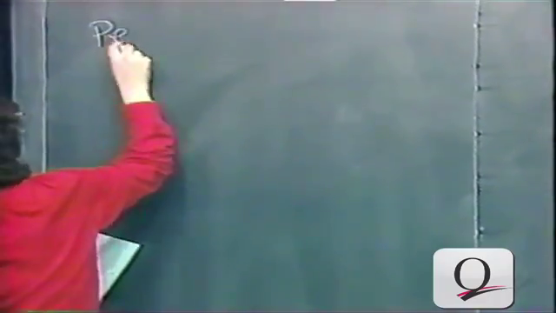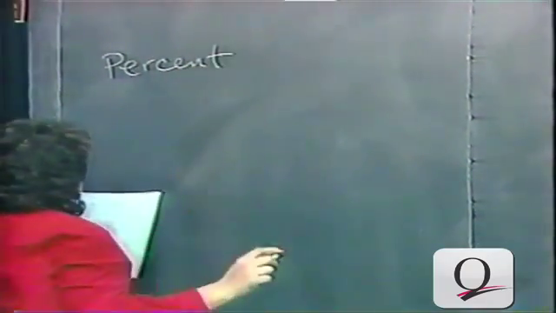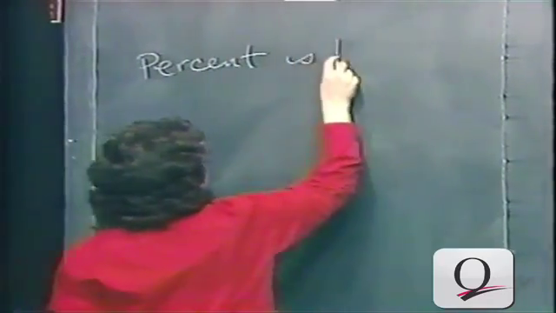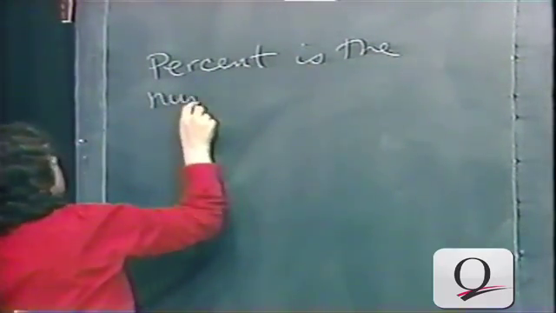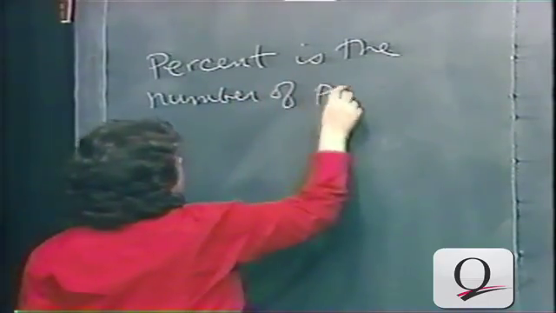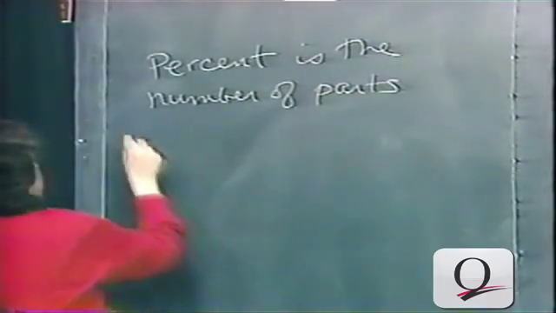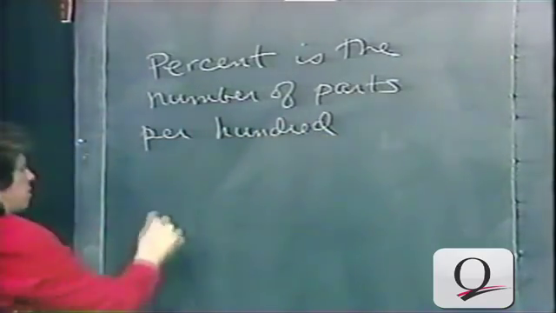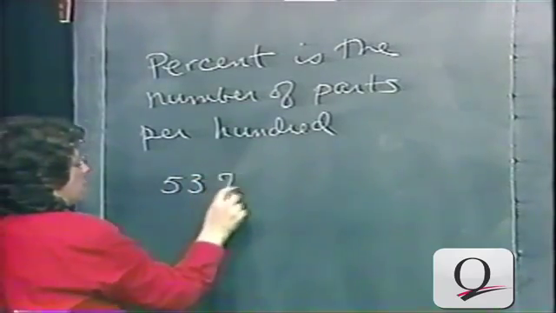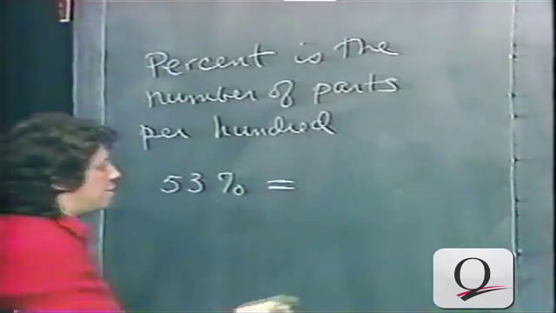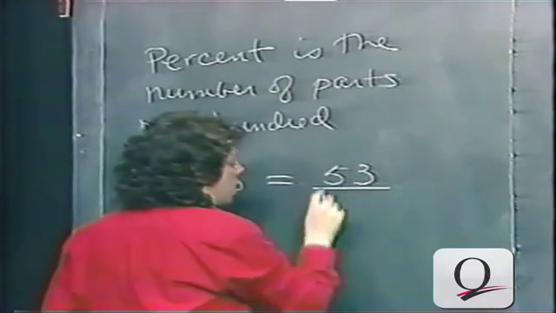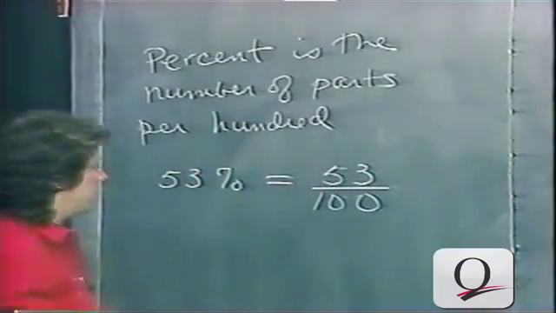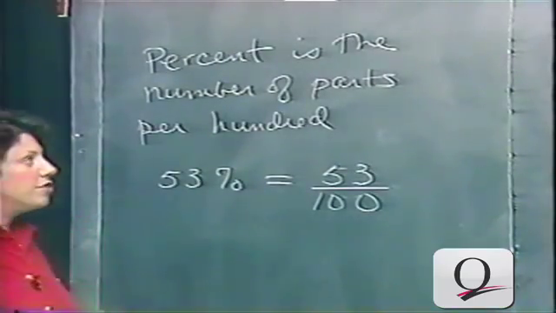In this video, we're going to be going over the idea of percent. Basically, percent refers to the number of parts per hundred. So, for example, if I speak about 53%, this refers to 53 parts in 100, or 53 out of 100. This is equivalent to 53%.